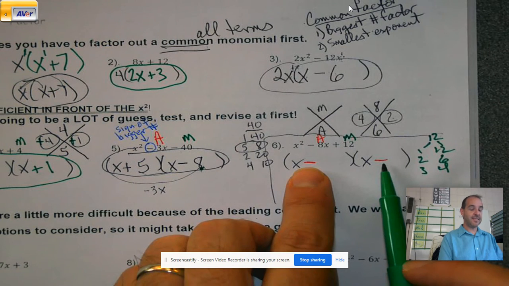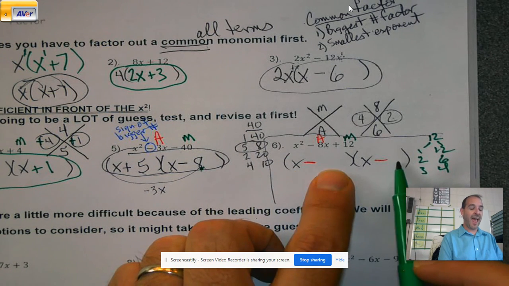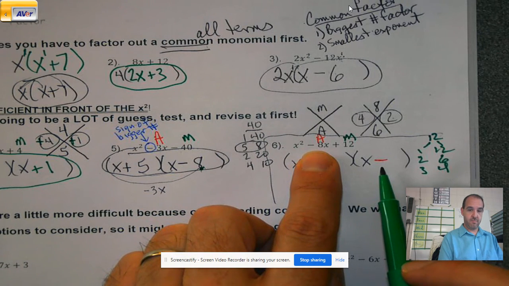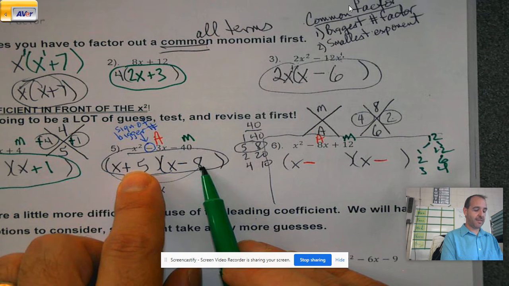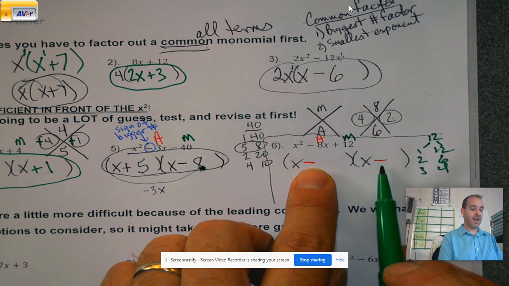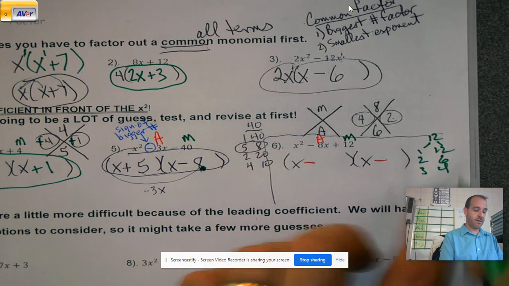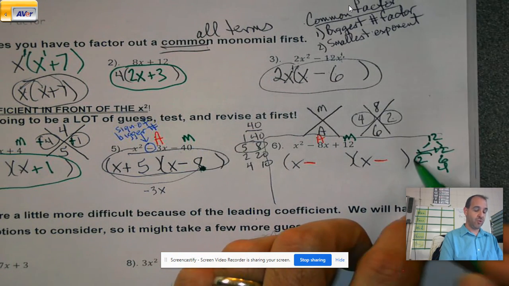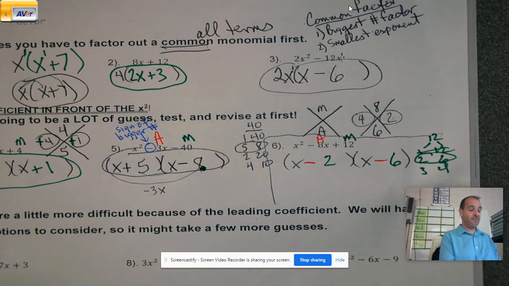If the signs are the same, whether they're positive or negative, these two numbers are going to add to the number in the middle, okay? Different signs subtract to get the number in the middle. Same sign, add to get the number in the middle. So which two numbers add up to 8? 1 and 12 don't. 2 and 6 do. And since they're both negative, it doesn't matter if I put 6 and 2 or 2 and 6 here.